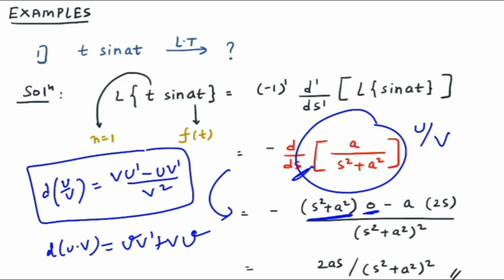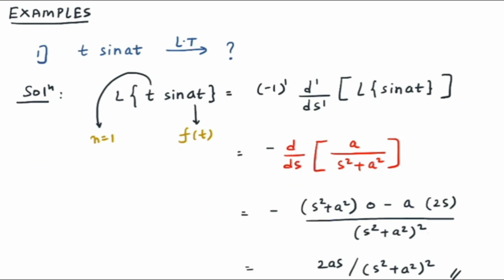So a is differentiated with respect to s, which means whenever a constant is differentiated, the answer is 0. Then minus, you have to write u, which is a, and differentiation of v, which is 2s upon v square. And finally you will get the answer as 2as upon (s square plus a square) the whole power 2.